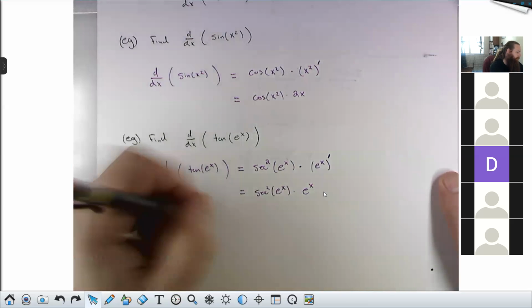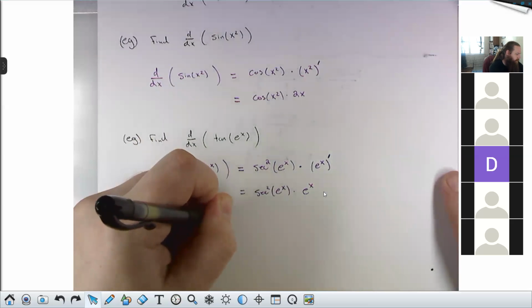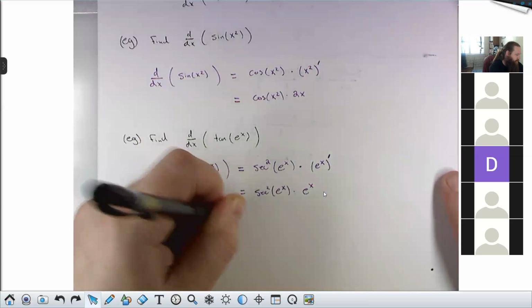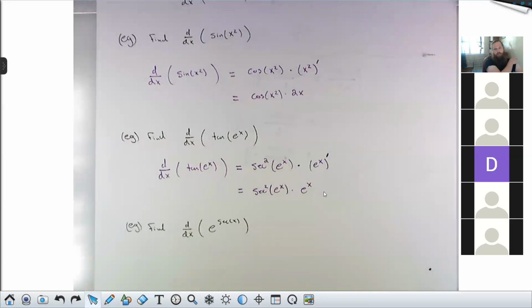How about e raised to the secant of x? Here, spotting your inner and outer is maybe a little tougher.